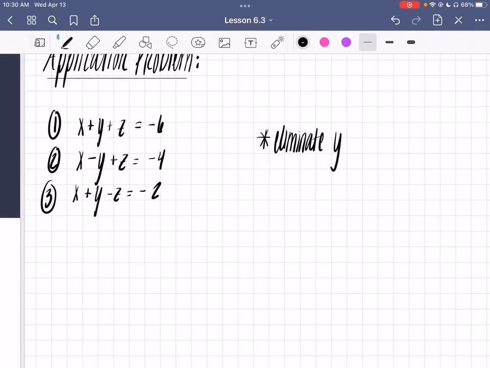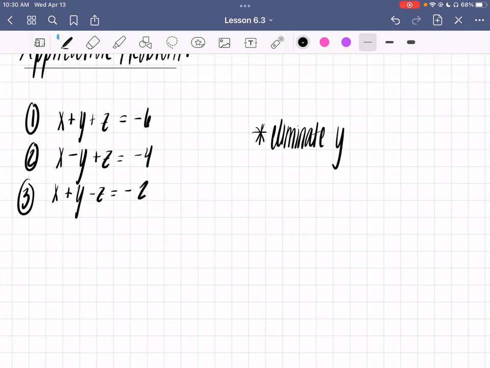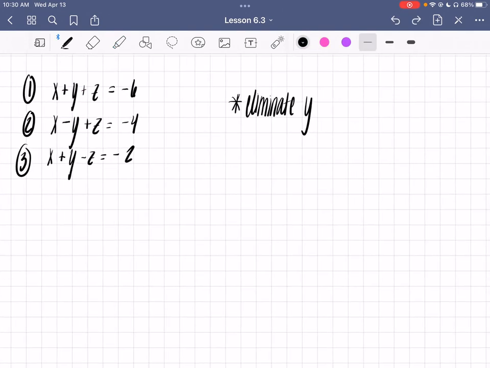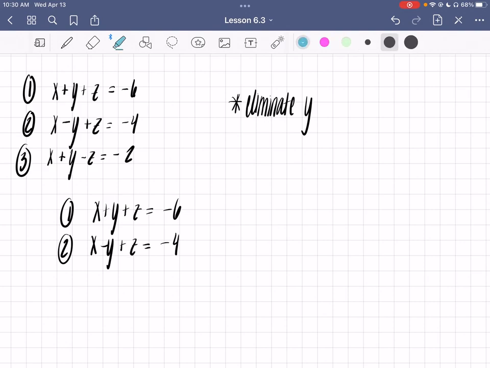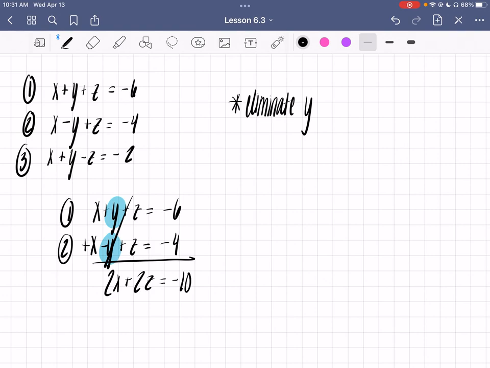So if we eliminate y, then let's just start with our first and our second equation, because I already have a positive y and a negative y. So I'll carry these down here, 1 and 2. We have x plus y plus z equals -6, and then x minus y plus z equals -4. So the y and the negative y is what I am eliminating here. So I get 2x plus 2z equals -10.